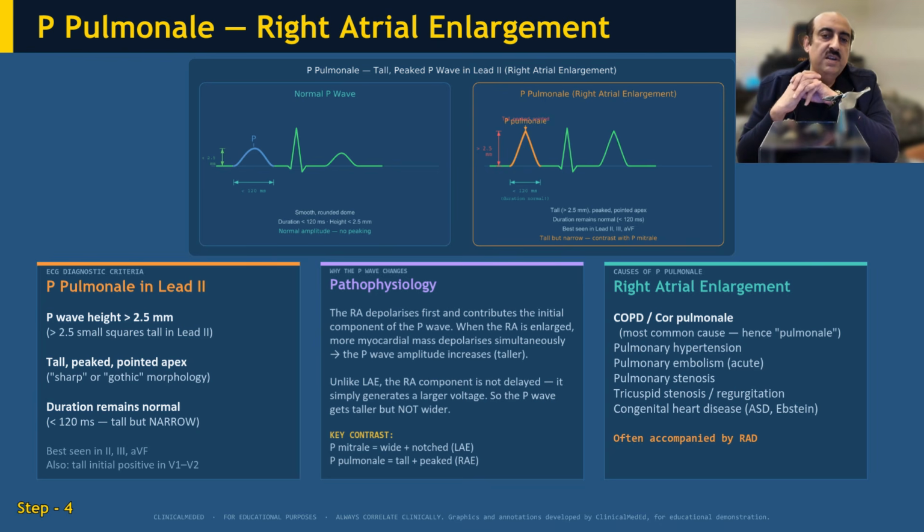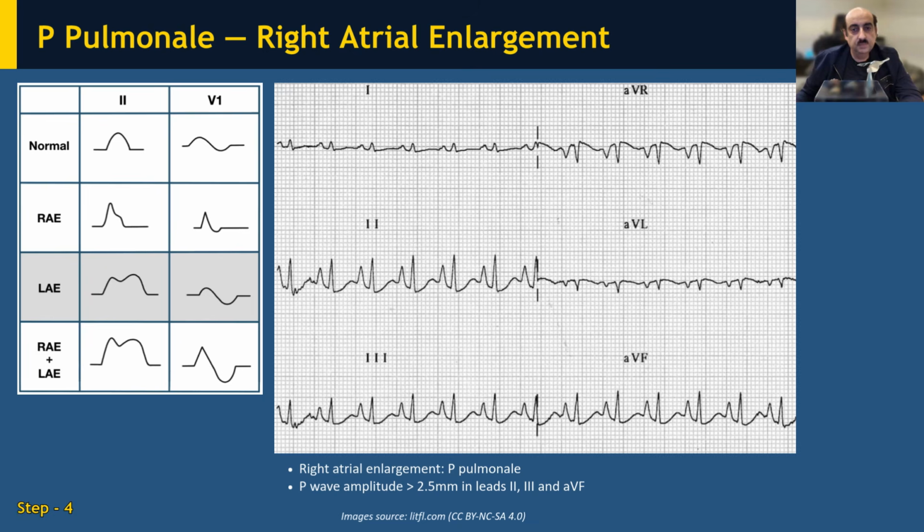So in right atrial enlargement, it will lead to the increased amplitude of the already known P wave in both lead 2 and V1. The usual causes for right atrial enlargement are either the pulmonary valve itself or anything to do with the right outflow tract. So this could be pulmonary hypertension, COPD, cor pulmonale, pulmonary stenosis, tricuspid stenosis, congenital heart disease, any condition which affects the right side of the heart.